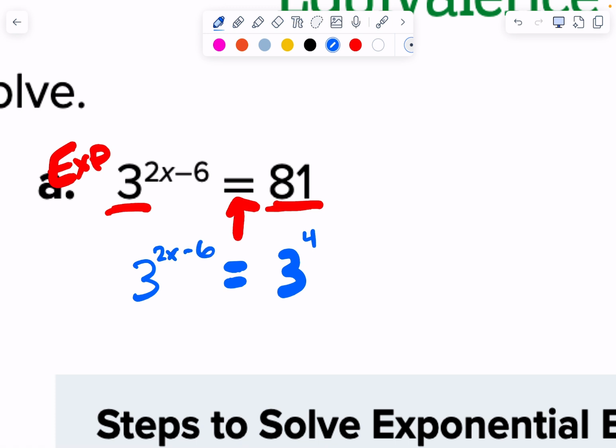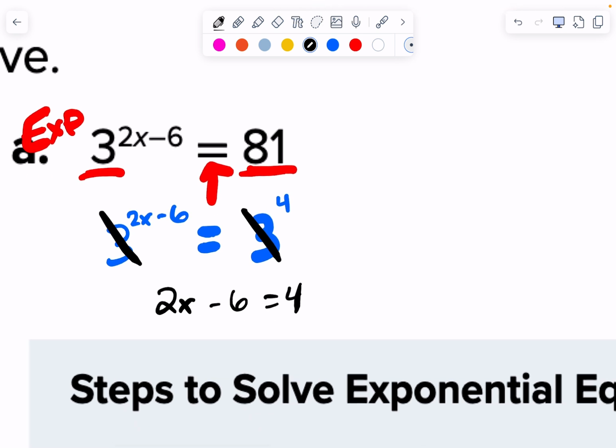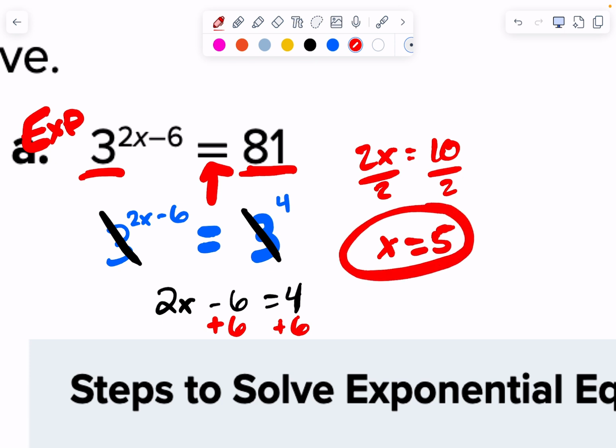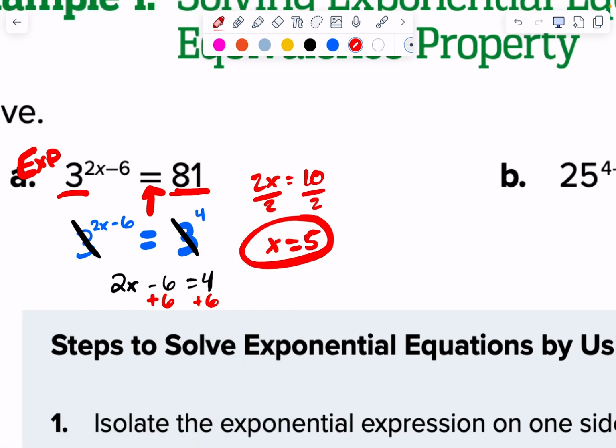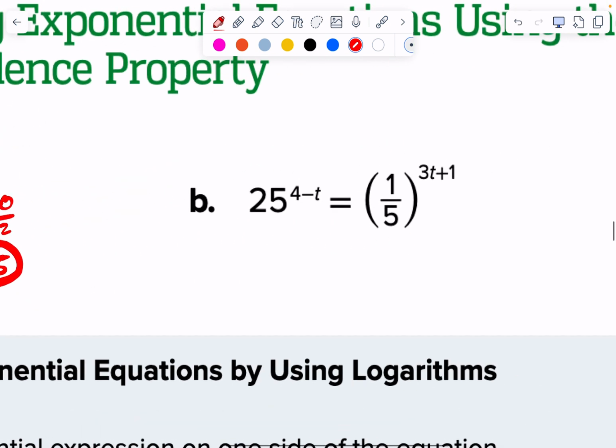So now I have this going on, right? And now my bases are the same. I have 3 to that junk power equals 3 to the 4th power. And then what happens? This cancels because they're the same now. And we have 2x minus 6 equals 4. And then I do the math, right? Which Delaney just did perfectly in her head. She added the 6, so 2x equals 10. And then if you divide by 2, x is 5. Beautiful.